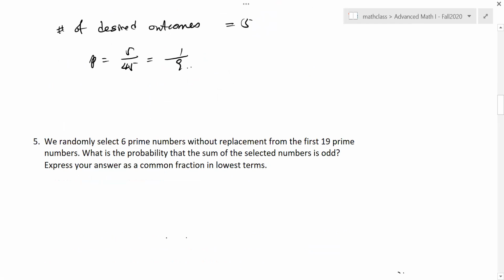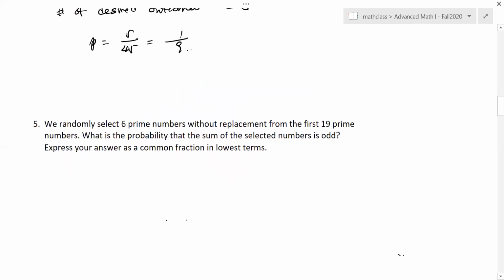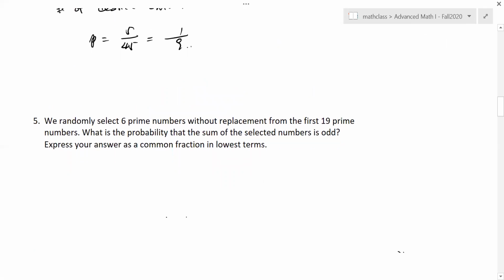All right, great. So now let's look at problem number 5. We randomly select 6 prime numbers without replacement from the first 19 prime numbers. What is the probability that the sum of the selected numbers is odd? The sum of the selected numbers is odd.